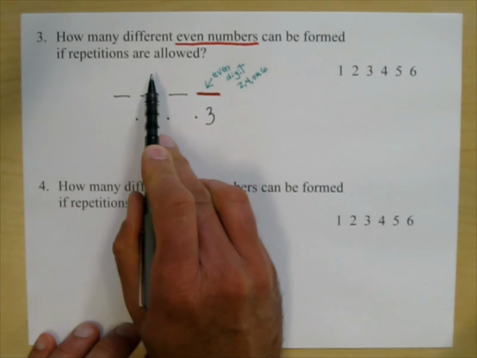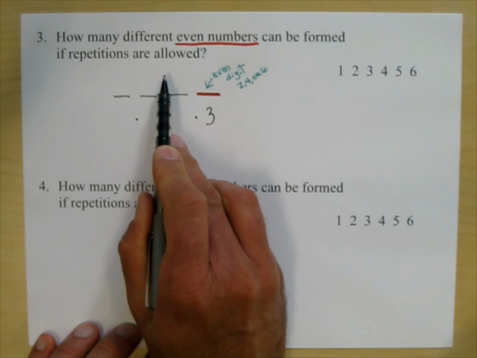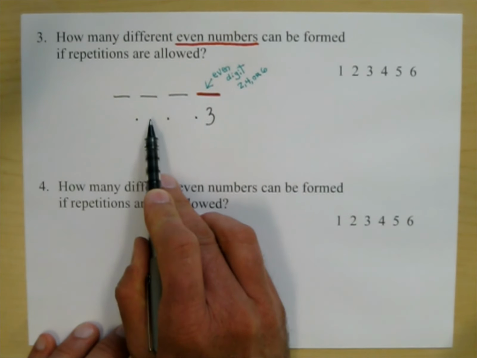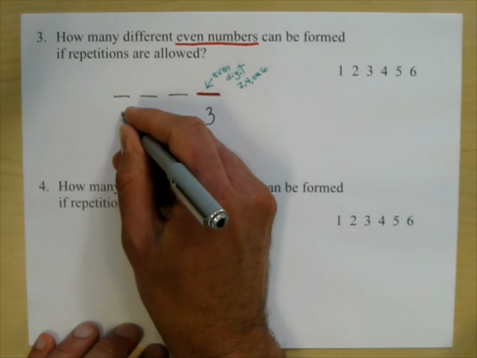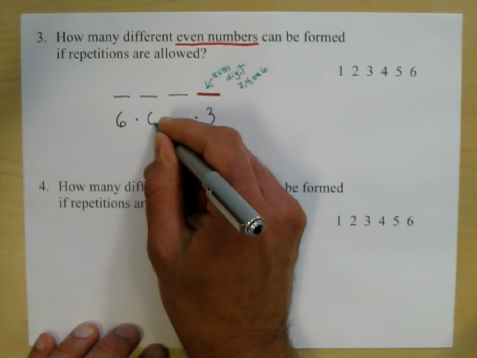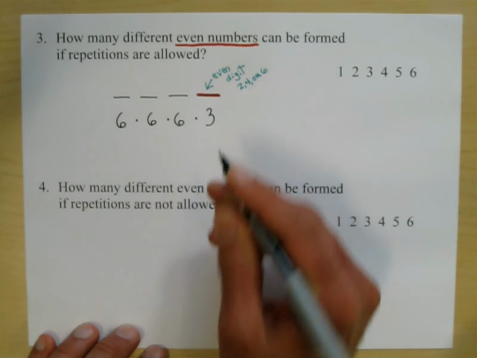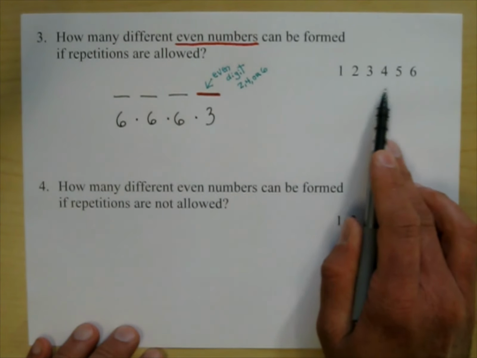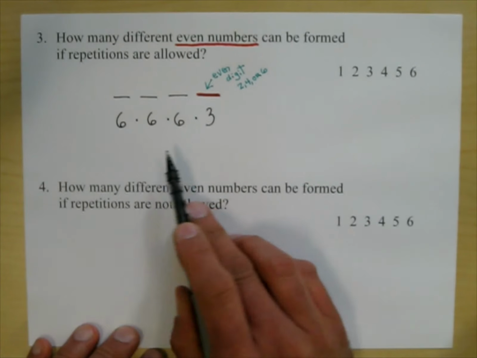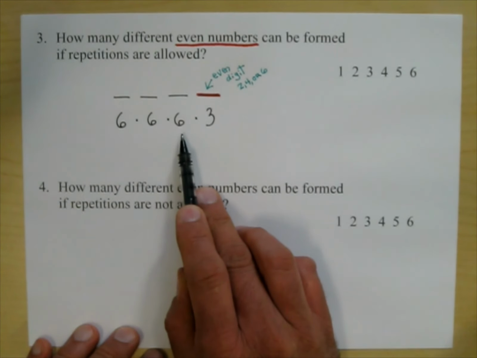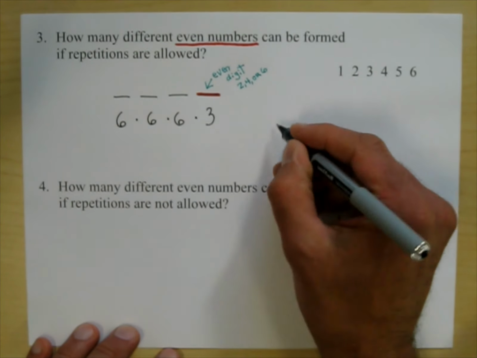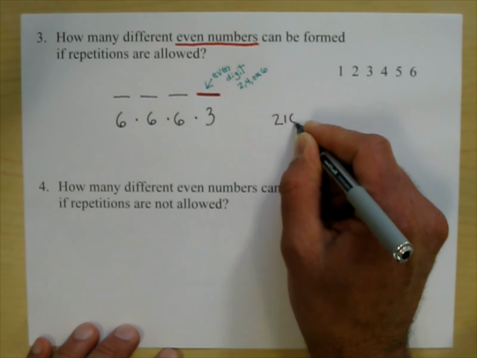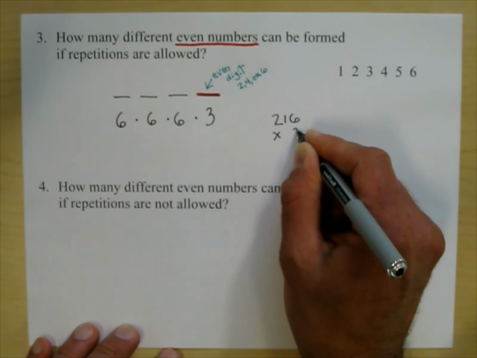But repetitions are allowed, so under the other 3 slots, we'll put 6s. And so we don't have to write things off and cross them off because reps are allowed. So 6 times 6 times 6. We did that in the last problem. That was 216. I'm going to multiply that by 3.